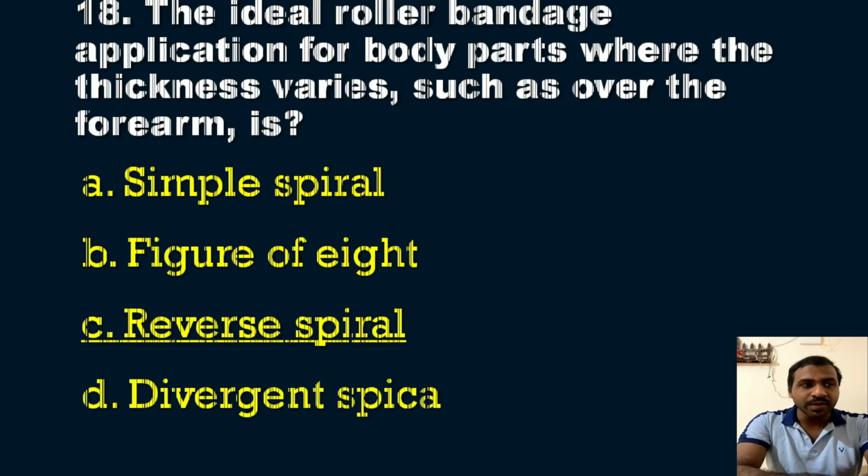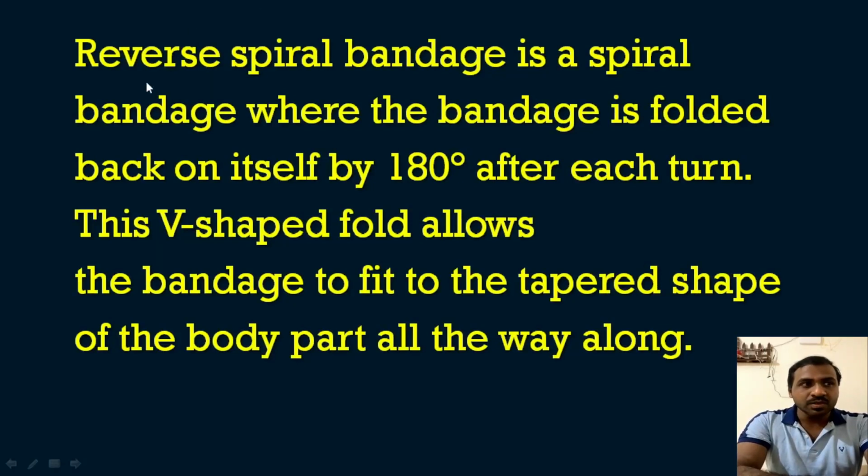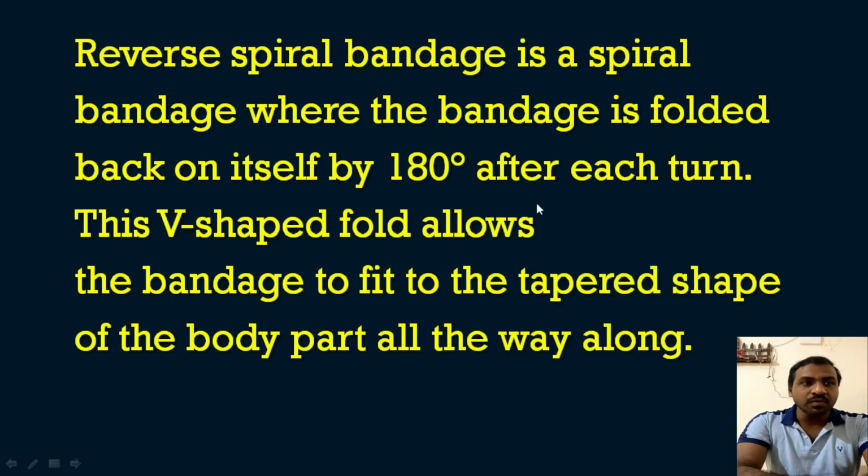So we will see each one in brief. First of all, what is a reverse spiral bandage? The reverse spiral bandage is a spiral bandage where the bandage is folded back on itself by 180 degrees after each turn. This V-shaped fold allows the bandage to fit the tapered shape of the body part all the way along. In the forearm the thickness varies: towards the elbow side the thickness is more, and towards the wrist side the thickness is less.